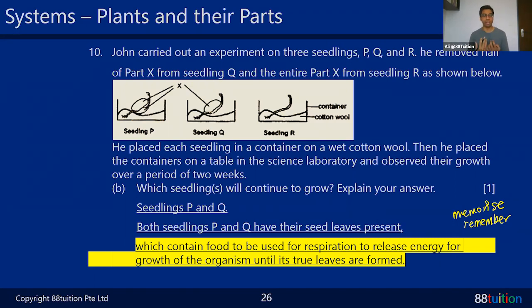What is this seed leaf for? What can it do? Is it to store food? If it stores food, then you can use it for respiration to release energy for the growth of the organism until true leaves are formed. Take note, I already said this is highlighted. I've never highlighted anything in this lesson until now, which means it's so important. So if you have notes, you just write down, I have to know what the seed leaf is for, or the function of the seed leaf. And then you can refer back to this and write this down again and again many times until you can memorize it.